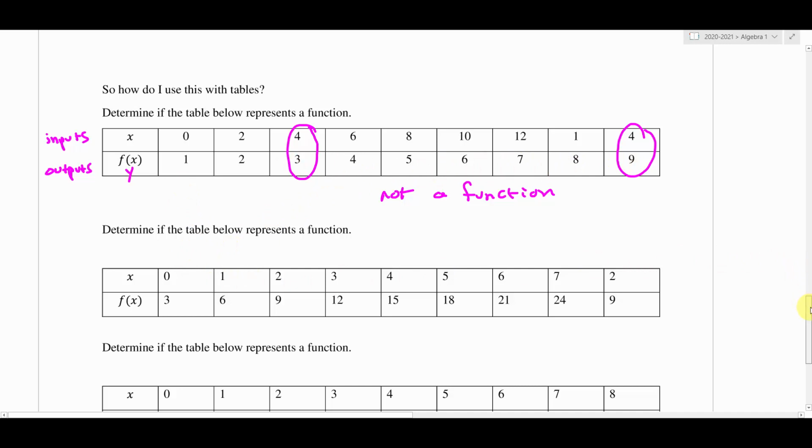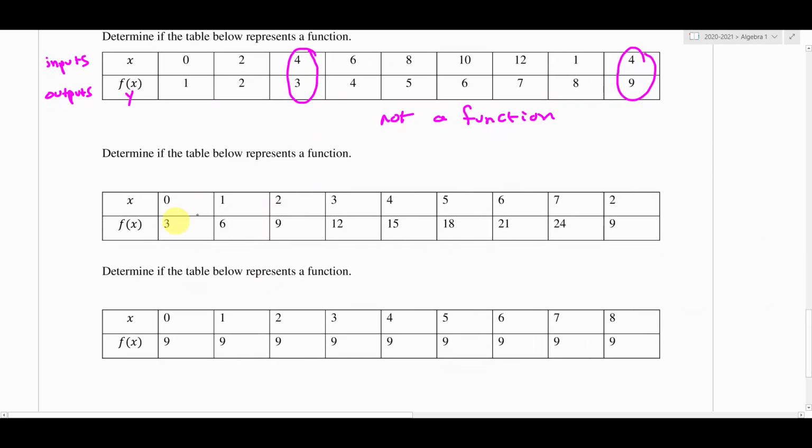Okay, so let's try it again. All right, so I got another table here. I want to try and figure out if it's a function. Sure, no problem. So let's see, 0 goes to 3. I don't see 0 again. I just start looking. So really, you might have picked up on it in the first one. What we're looking for is if there's any repeat numbers in that first row.